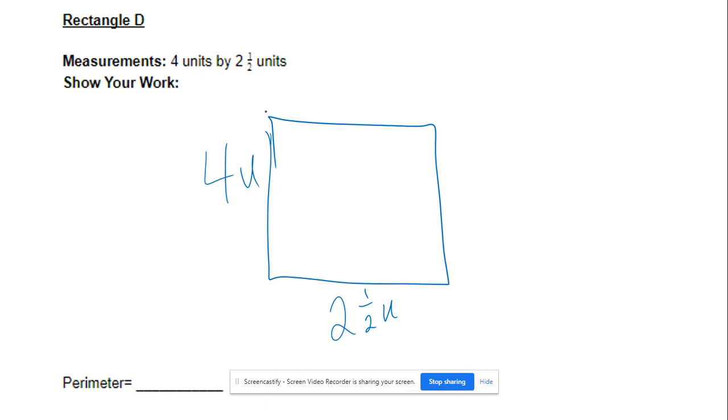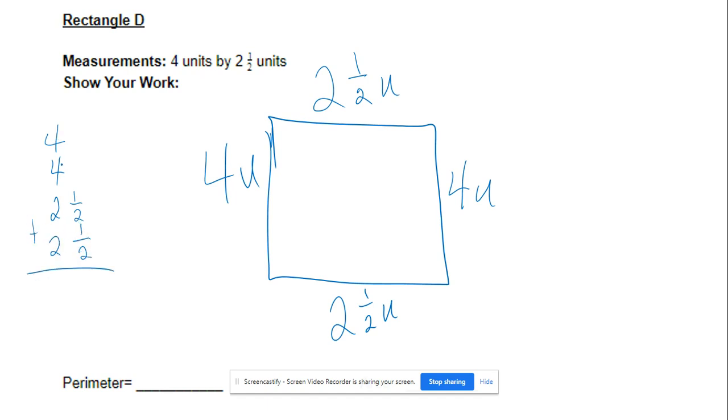So here, we know if this side length is 4 units, the right side is 4 units. If the bottom is 2.5 units, then the top is 2.5 units. So to find the perimeter, we can add all the side lengths. We can do 4 units plus 4 units, and 2.5 units plus 2.5 units.